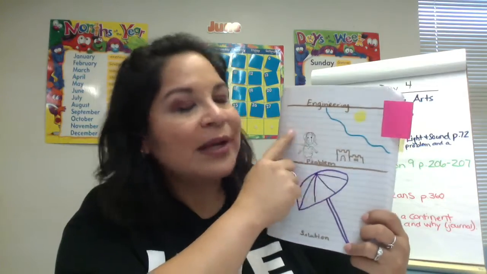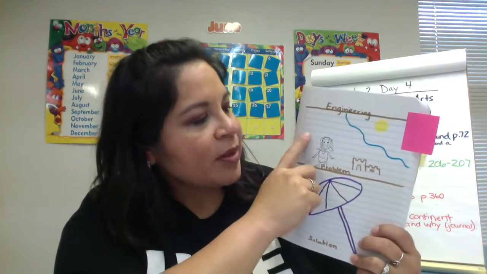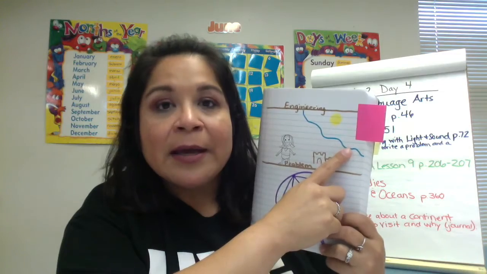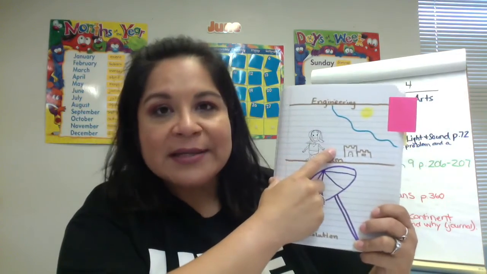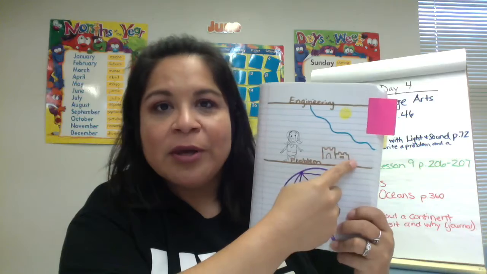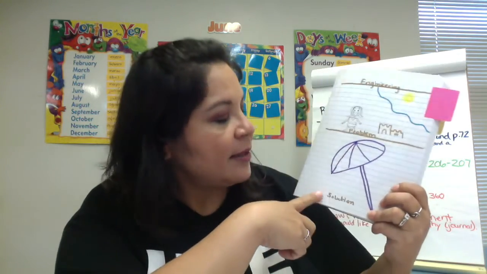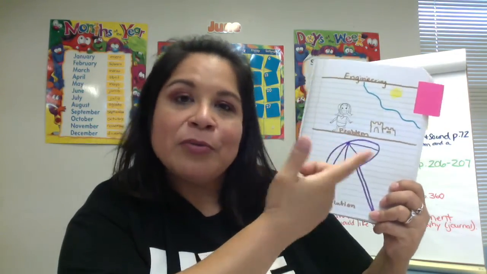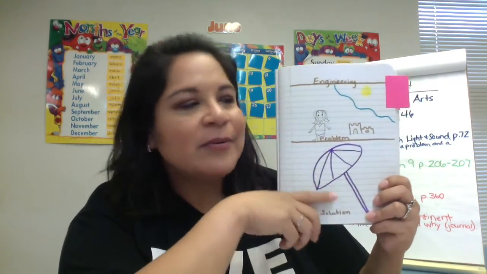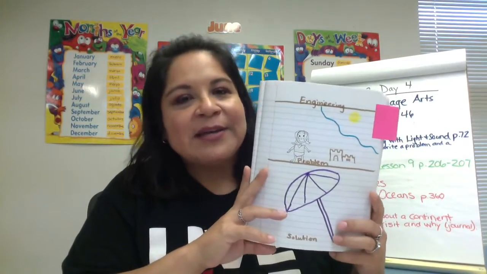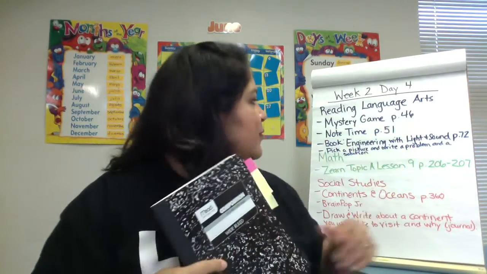So we want you to, of course, I didn't add the sentence, but if you could please write the sentence here. So the problem is that the sun could be too bright and does not let us enjoy our stay at the beach, right? And the solution could be like, hey, why don't we bring an umbrella to cover us when we want some kind of shade, right? So write a sentence about your picture so that we know a little bit more about the picture, okay? So that is your assignment for your book, Engineering with Light and Sound.